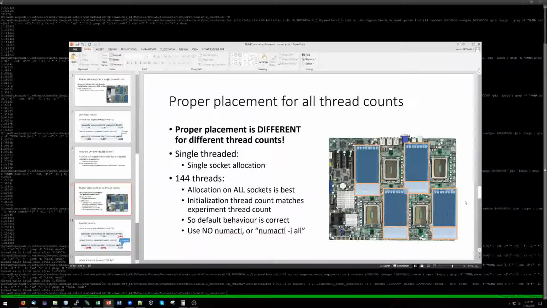So actually, the default behavior of letting threads allocate memory wherever they're running is correct. And so we can just use no numactl, or we can use numactl -i all, which interleaves the pages round robin as they're allocated across all of the sockets or NUMA nodes.